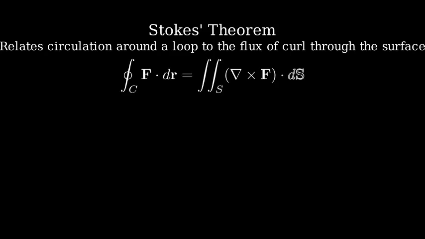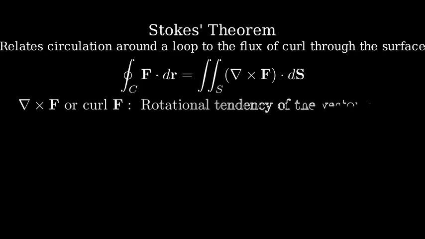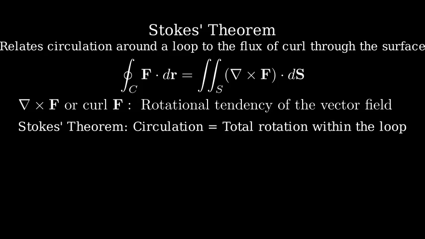Mathematically, it's written as the closed loop integral of F dot dr equals the double integral over the surface S of the curl of F dot dS. The curl of a vector field, denoted by curl F or del cross F, measures the rotational tendency of the vector field at each point. Stokes' theorem thus relates the circulation around a loop to the total rotation within the loop as measured by the curl.